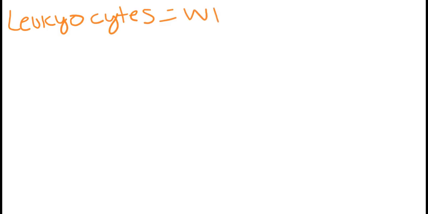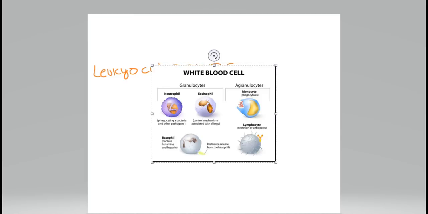Okay, so the second type of formed element is your white blood cells, also known as leukocytes. I'm going to show you a picture, and I want you to put this into your notes, so sketch out the different types of white blood cells.